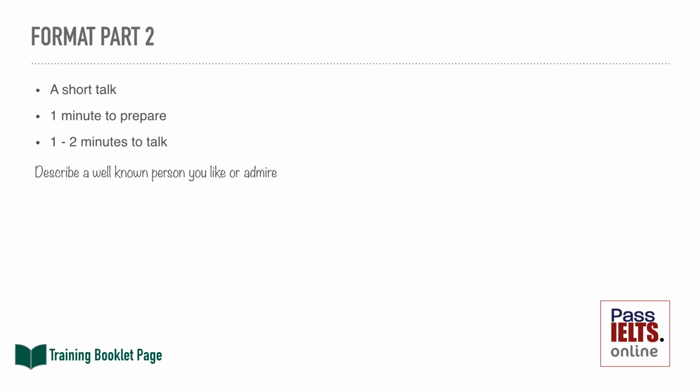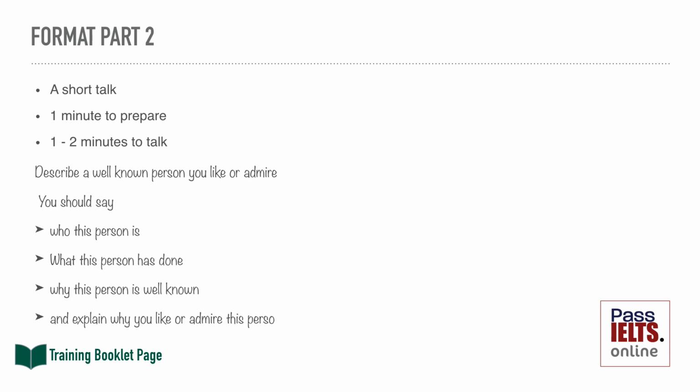In part 2, you have to give a short talk on the topic that is given to you. You will have 1 minute to prepare, and in that minute you can take notes with your pencil and on the paper provided. Then you have to speak about this topic for 1 to 2 minutes. The topic could be something like this. Describe a well-known person you like or admire. You should say who the person is, what the person has done, why this person is well known, and explain why you like or admire this person.